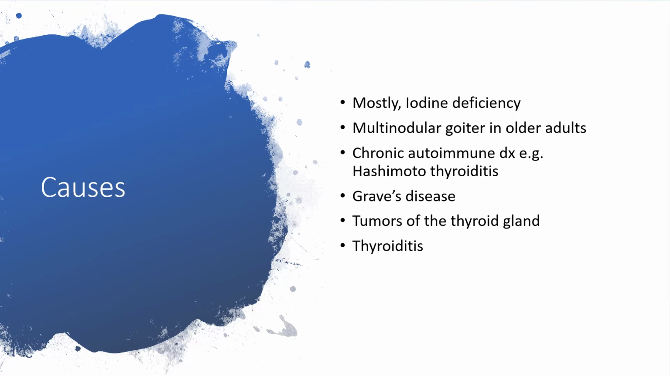Multinodular goiter will likely occur in older adults. Chronic autoimmune diseases like Hashimoto's could lead to this. Graves' disease, and of course tumor of the thyroid gland, and of course inflammatory processes, just like in autoimmune disease, will all probably cause goiter, but mostly iodine deficiency is enough to lead to goiter.